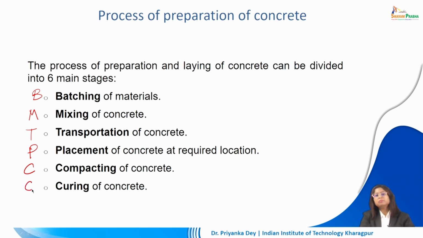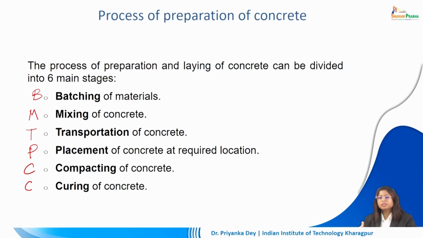Now, batching can be done manually or using mechanical devices. Even mixing can be done manually for smaller quantities of concrete and mechanically for larger quantities of concrete. With respect to mixing, we can also use machines which do continuous mixing for larger quantity of works. Transportation, of course, will depend upon what quantity of concrete we are dealing with and the distance between the place of mixing and place of placement.